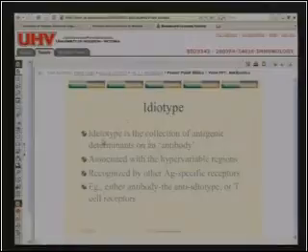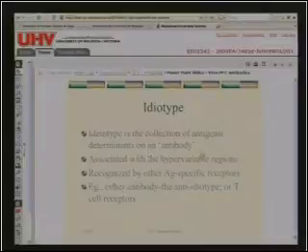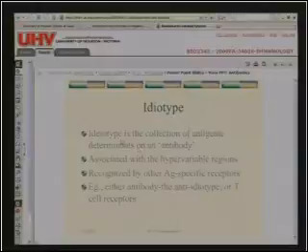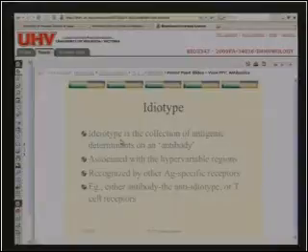Idiotype. Idiotype is a typo. Idiotype is the collection of antigenic determinants of an antibody. So the antigenic determinants of an antibody are the idiotype. Now I am cutting back to the original, but the only thing is the terminology.